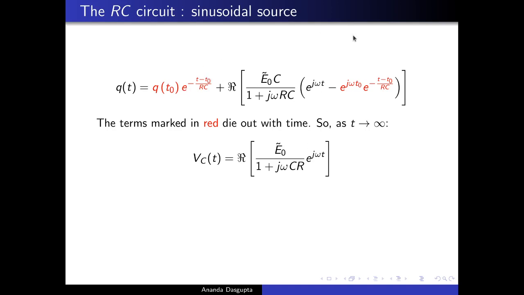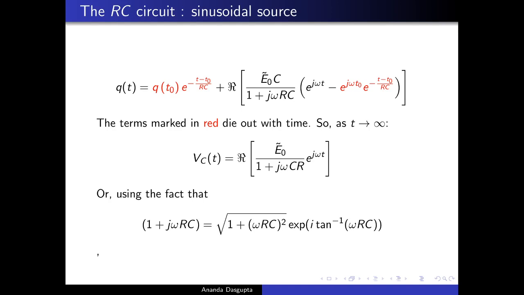Which is when the exponents in here are very, very large negative numbers, and if you exponentiate a very large negative number, you are going to get something which is very small. So here t going to infinity really means t is much, much bigger than t0. How much bigger? So much bigger that t minus t0 by RC is a number which is much larger than 1. So once steady state is reached, the voltage across the capacitance is simply what you get when you divide this whole thing by C. That's always true, but we have also taken advantage of the fact that these terms marked in red die out in time, and we are left only with this expression. So this is a steady state version for the voltage across the capacitor.